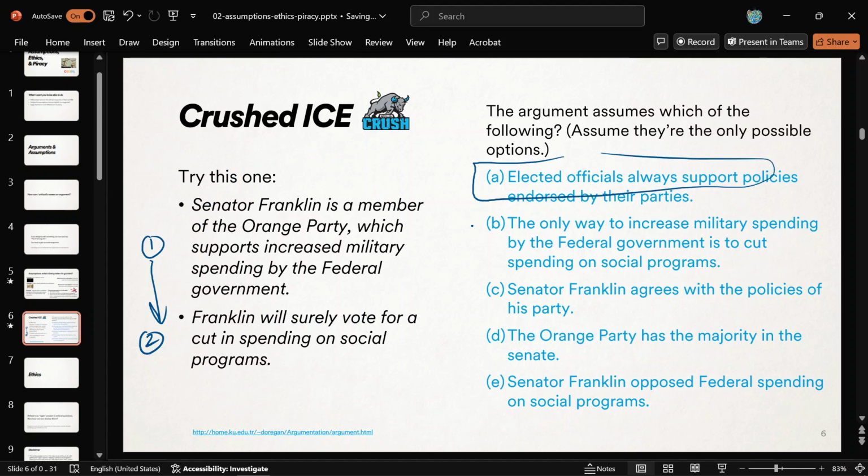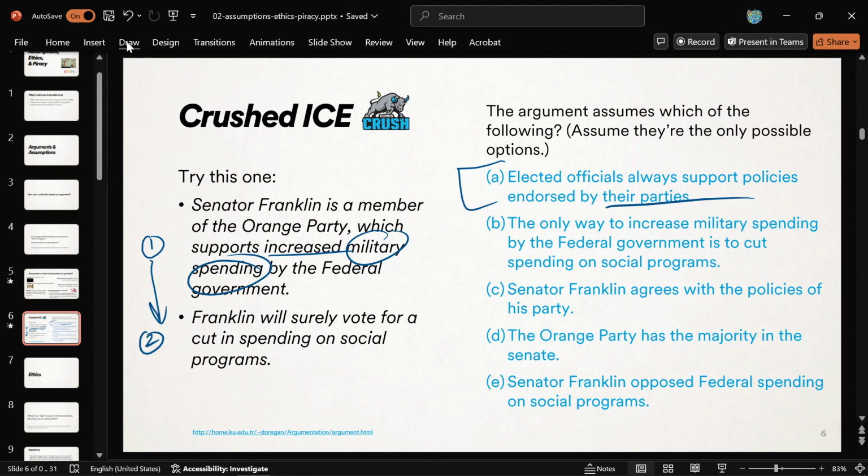A is not going to work. Let's see why. Elected officials always support policies endorsed by their parties. So if that is the right assumption, then all we could conclude from this argument, since we know that Franklin supports increased military spending, right? If this was the right assumption, then we could conclude only that he will vote for increased military spending, right? Nothing to do with social programs. Does that make sense? There's no link right now. If this is the right assumption, then the argument better be involving military spending, because otherwise there's nothing to talk about. Okay, does that kind of make sense?